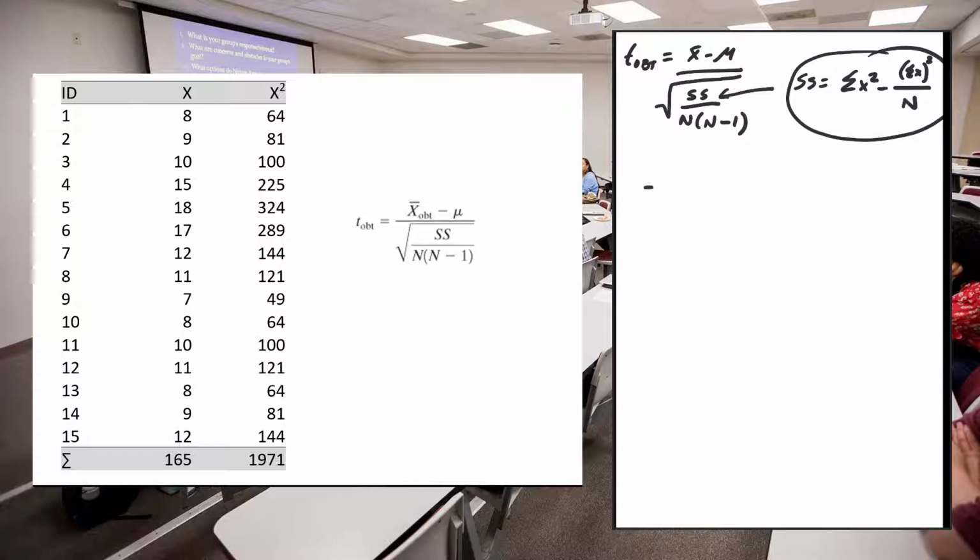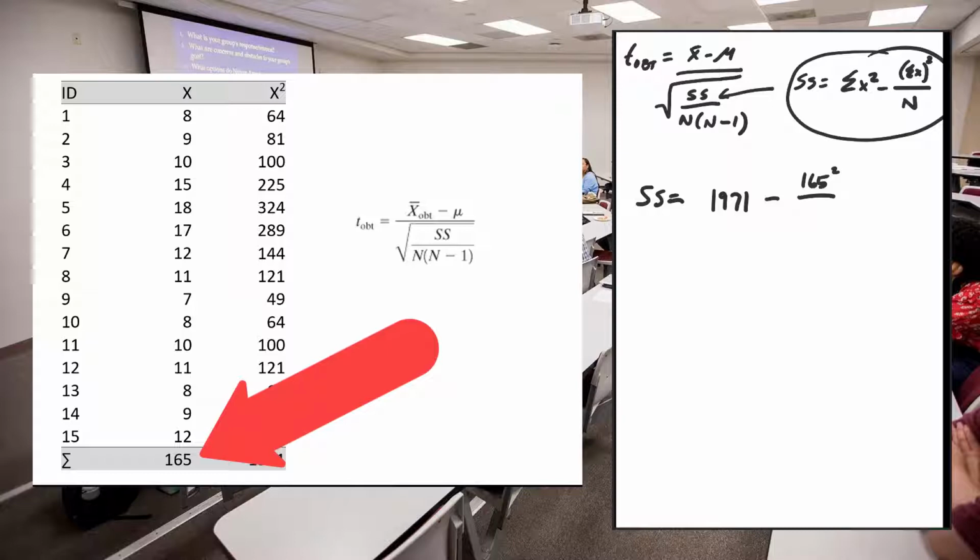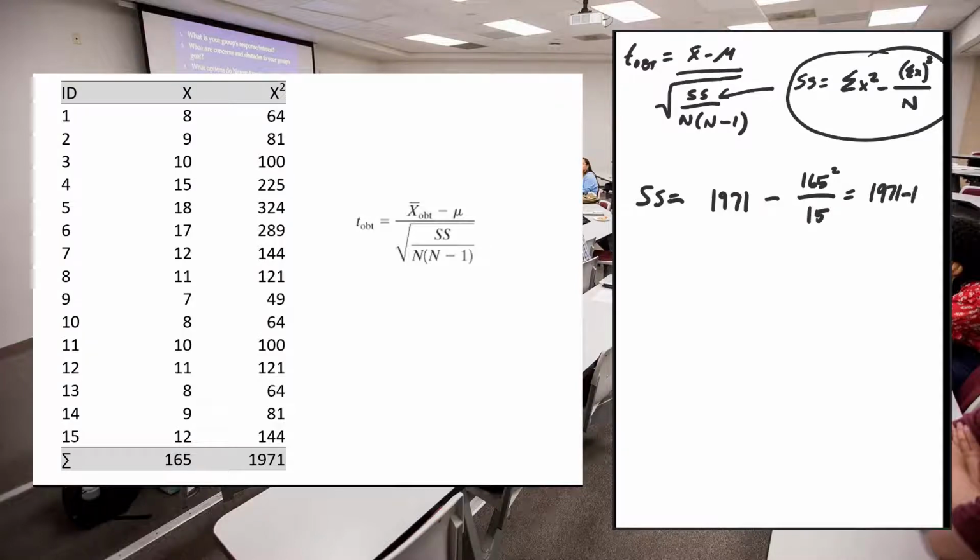So sum of squares is equal to the sum of x squared, which is 1971, minus 165 squared divided by 15. And this equals 1971 minus 1815. And so when we resolve that, we have a sum of squares equal to 156. Okay, and now we can just plug that sum of squares value into our t-obtained equation.